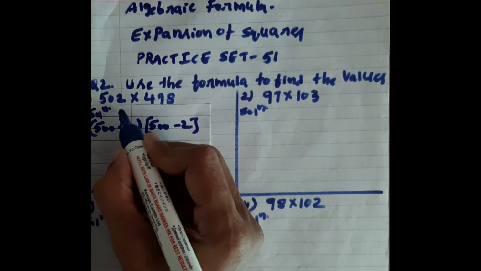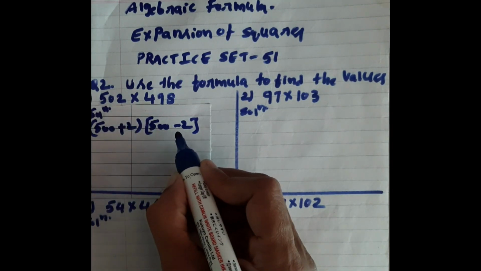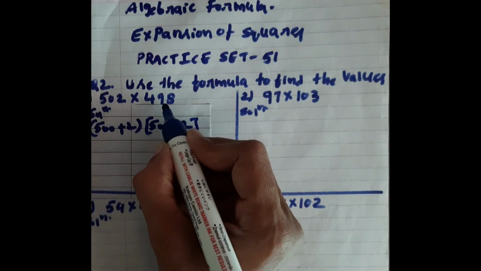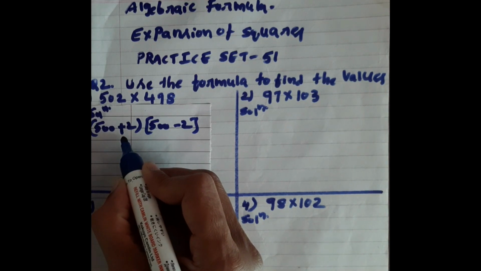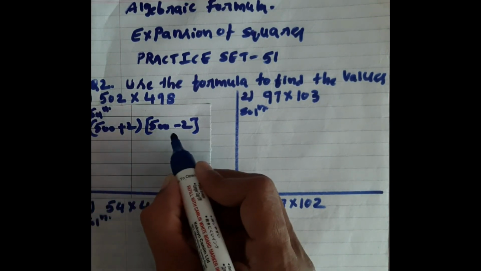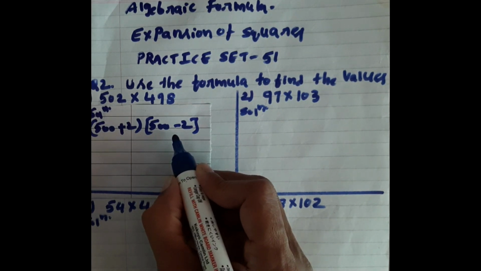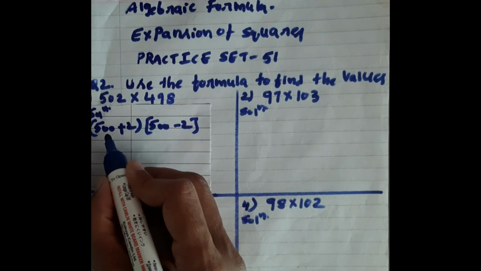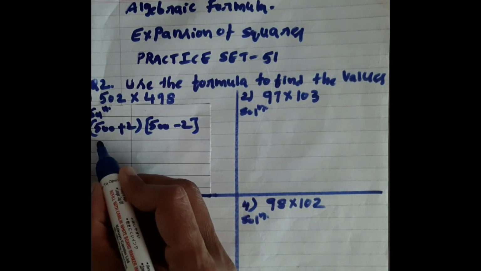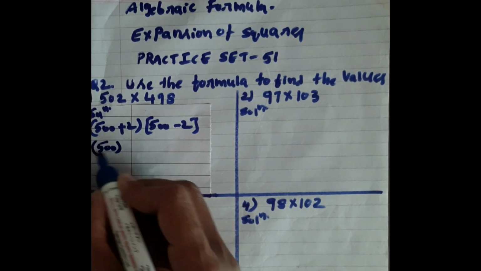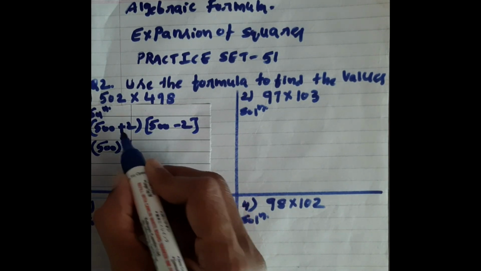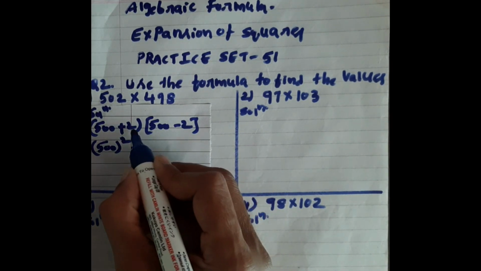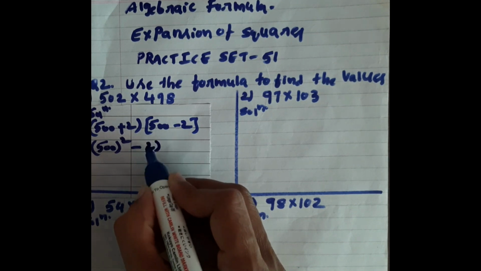500 plus 2 means 502, 500 minus 2 is 498. And this binomial form is in the form of the algebraic identity (a + b)(a - b), which says a square minus b square. So we will multiply 500 into 500, 500 whole square, plus into minus, minus 2 into 2, 2 whole square.